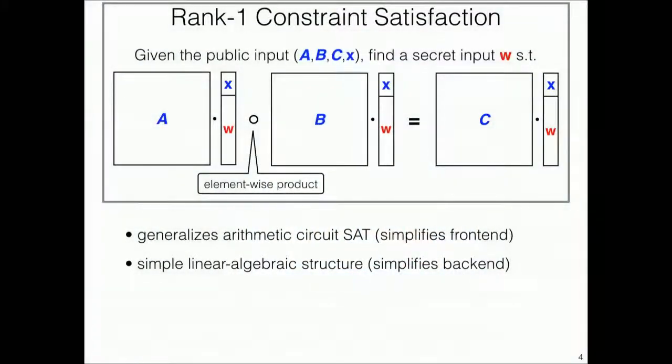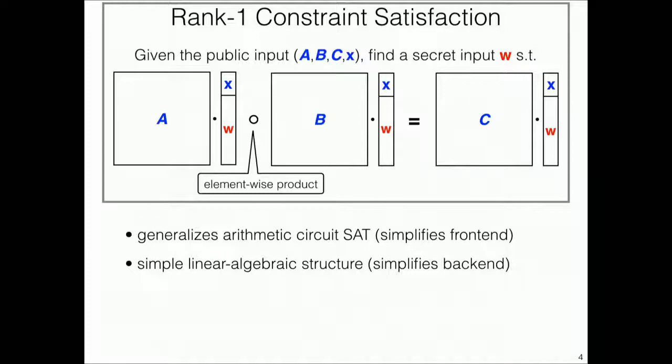At the same time, this notion of rank 1 constraint satisfaction is sufficiently simple and has beautiful mathematical structure for which it is easy to build proof systems. So it balances the 2 needs of programming problems of interest within this sort of language, and on the other side, building proof systems that are efficient for it, okay? So it's a good trade-off between the front end and the back end.